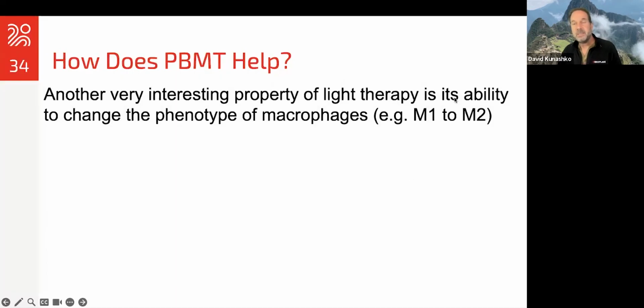This phenomenon doesn't happen immediately. It may take a day or 2 days or 3 days. Sometimes people have a response right after treatment, which is great.